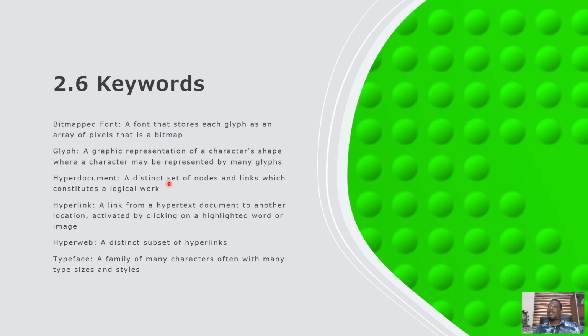Hyperdocument is a distinct set of nodes and links which constitute a logical work. A hyperlink is a link from a hypertext document to another location, and usually it is activated by clicking a highlighted word or an image. We also talked about a keyword called hyperweb. It's a distinct subset of the hyperlink. So that is the hyperweb. The typeface is a family of many characters, often with many types, sizes, and styles.